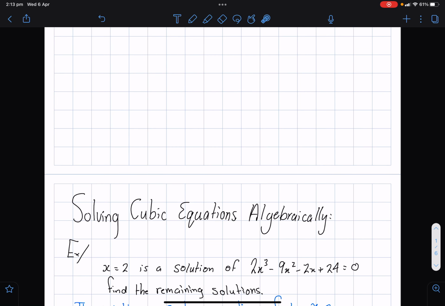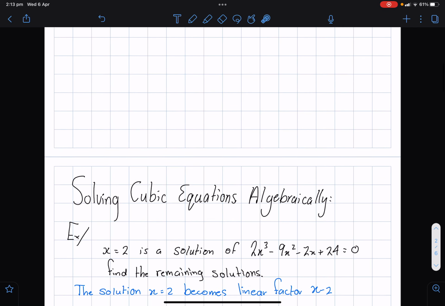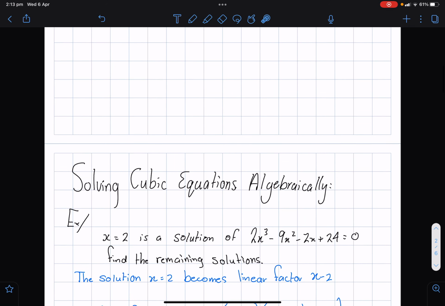x equals 2 is a solution. So it gives you a solution of the polynomial, 2x cubed, take 9x squared, take 2x plus 24 equals 0, and it will ask you to find the remaining solutions. Like we did in chapter 4C, we're going to be using that same kind of strategy of equating coefficients. First of all, we take the given solution and turn that into a linear factor. If x equals 2, then that comes from the linear factor x take away 2. So that's our linear factor.